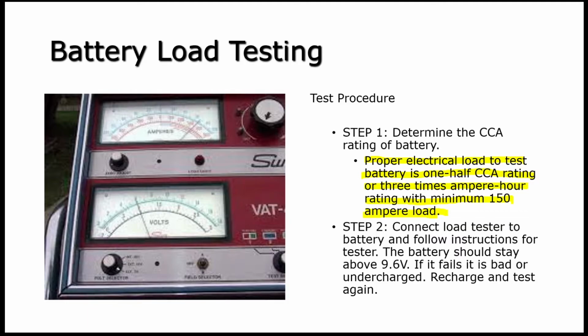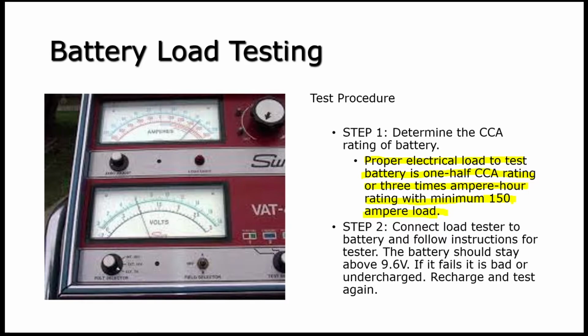Usually it's 500. The lowest I've seen, I think, on a car is 450. But half of 450 is 225, right? So I meet my minimum 150, okay? So 150 or 1/2 of the cold cranking amps of the battery. So a minimum of 150. If I have an 800 cold cranking amp battery, that's 400 amps that I'm going to load that battery to, right? On a load test, okay?